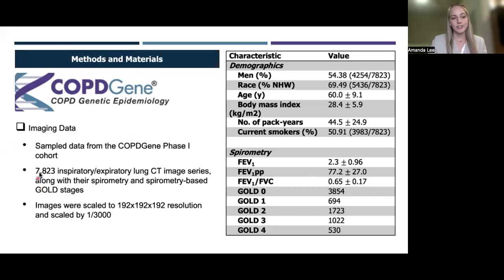So we sampled 7,823 inspiratory and expiratory lung CT image series, along with their spirometry and spirometry-based gold stages. Our images were scaled down to 192 cubed resolution, and then we also scaled down the intensities by a factor of approximately 1/3000, making the units between 0 and 1 for training stability.